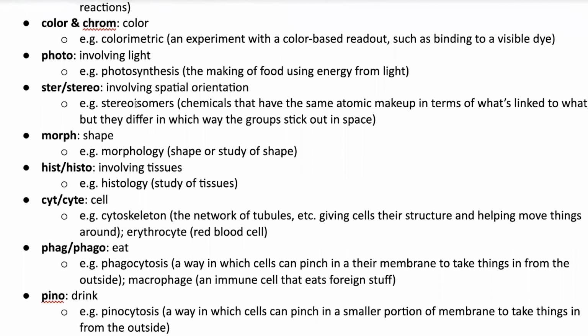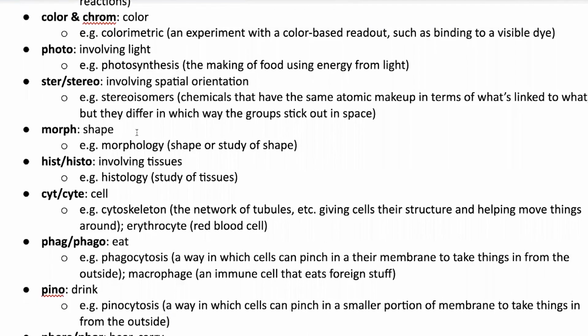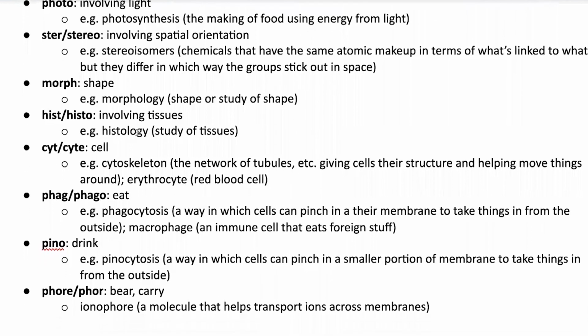So we can also have photo, which involves light. So photosynthesis is the making of food using energy from light. Okay, what else? Stere and stereo, or steric, things like this, these involve spatial orientation. So stereoisomers are chemicals that have the same atomic makeup in terms of what's linked to what, but they differ in which way those groups actually stick out in space.